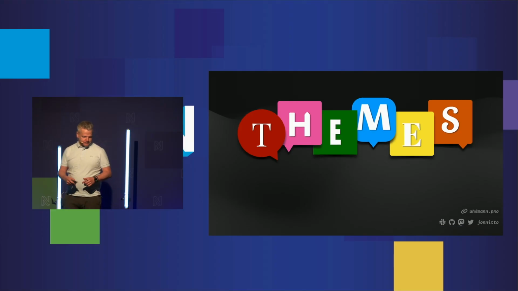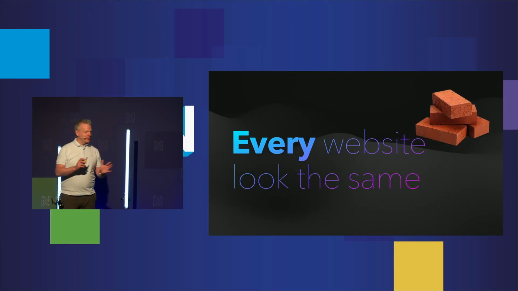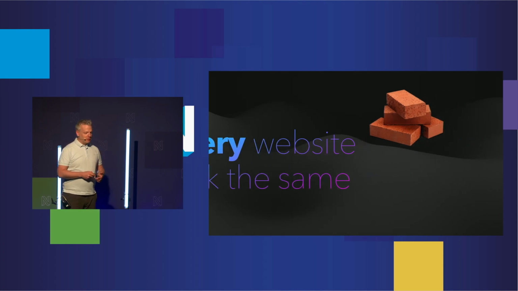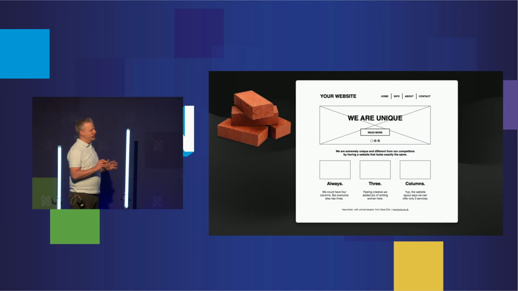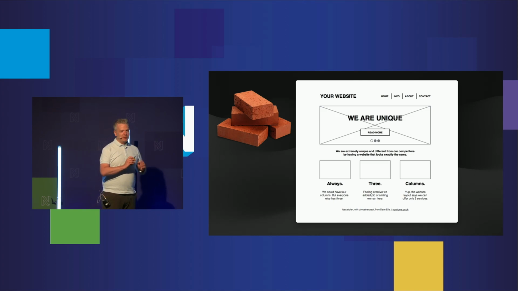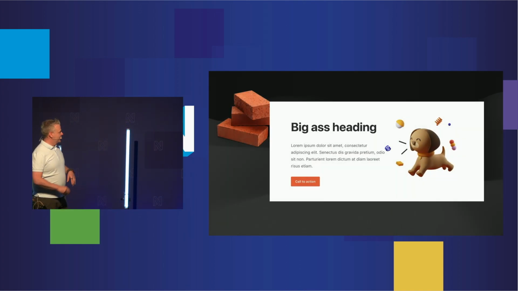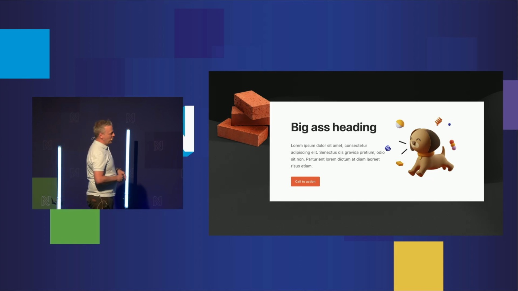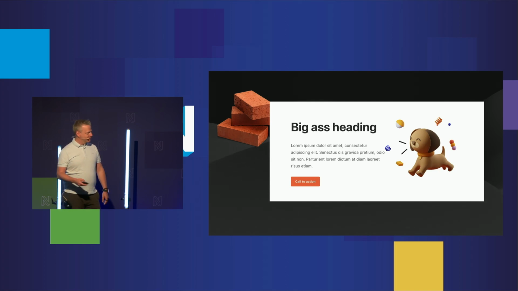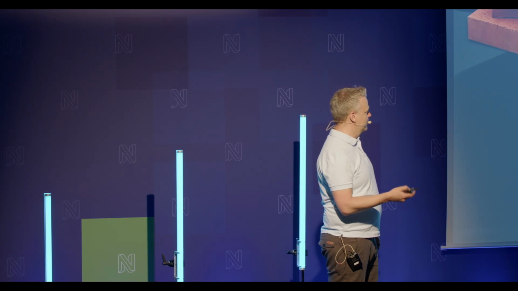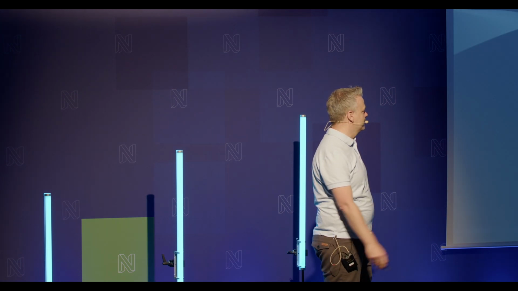But first, I have to say that almost every website looks the same, right? We have a big hero element that says we are unique, and we have 3 columns with teasers, because everybody has 3 columns with teasers. And the hero looks like that. We have a big heading with some great text and a call to action and then a funny picture or a pet or something like that. So everybody admits so. Every site looks the same, kind of.